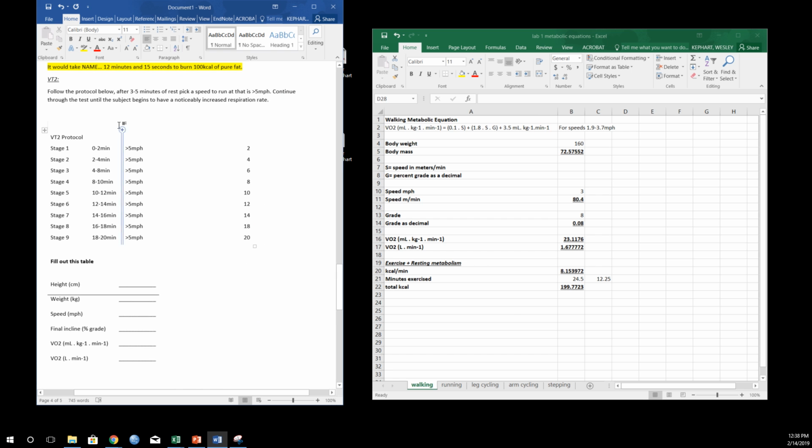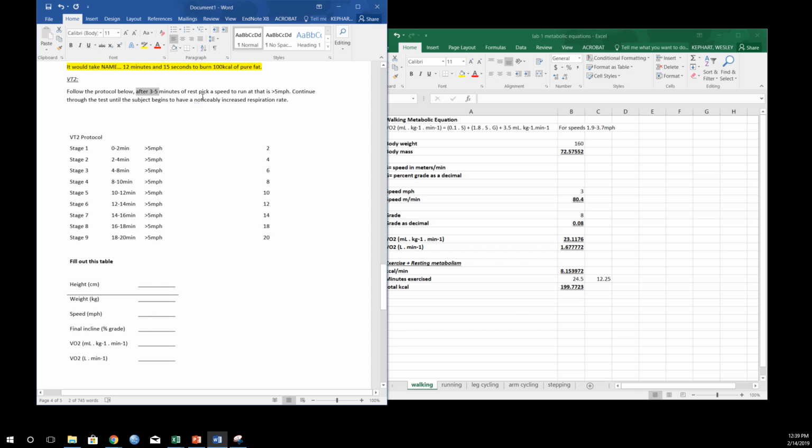Next, the Vt2 protocol. Have them rest for about 3 to 5 minutes and have them pick a certain speed. It has to be over 5 miles an hour for this to work. Then just continue 2 to 4 minutes at 5 miles an hour, a 2 incline, 2 to 4 minutes over 5 miles an hour, a 4 incline, and so on, until they really start hyperventilating. Let's say this person is still 72.57, and they were going 6.5 miles per hour with, how about a 6 incline?